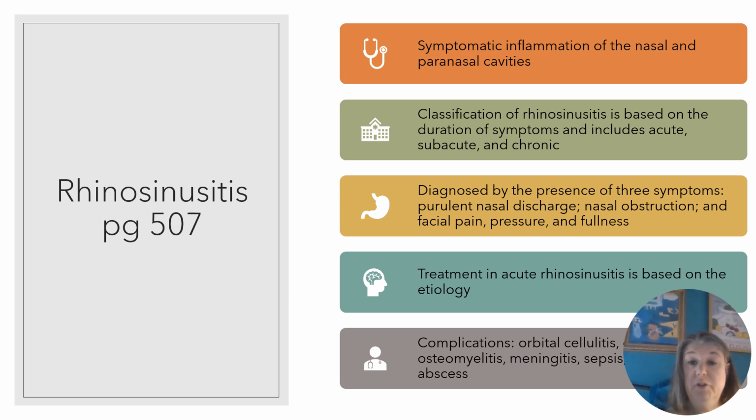So again, we just want to check for that purulent drainage just to make sure that we're not dealing with an infection. The drainage should be clear, thin, that sort of thing. One of the biggest things that can work for rhinosinusitis that is not a medication is normal saline irrigation.